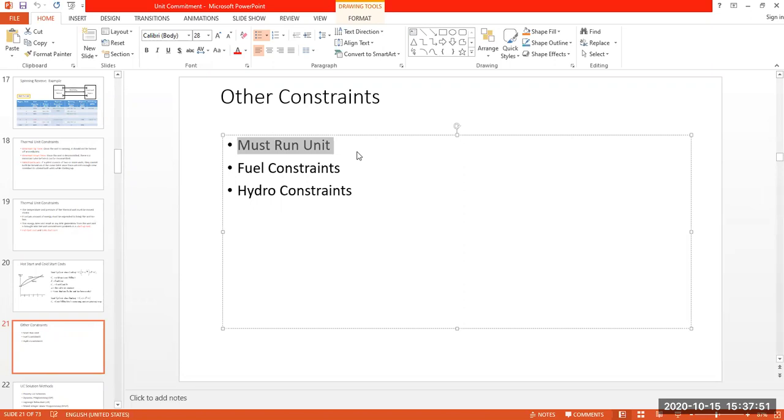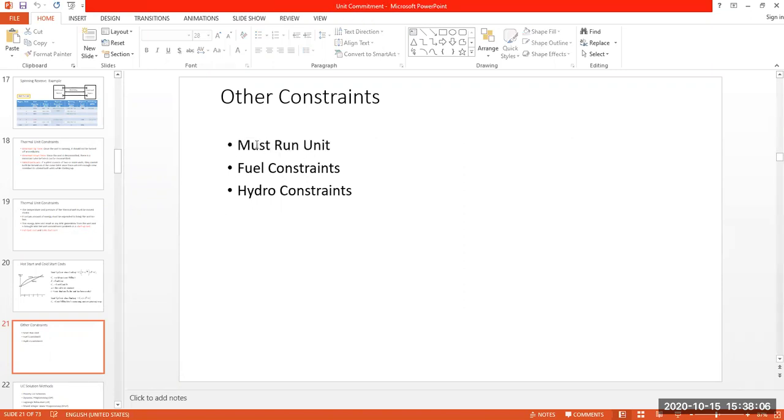So for that duration of time, you can't turn your unit off. You cannot go for decommitment. These units are known as a must run unit. Of course, this is only one example. There could be other examples. You can look for those. But this is one example where you may have a must run unit. You cannot turn it off for that duration of time.